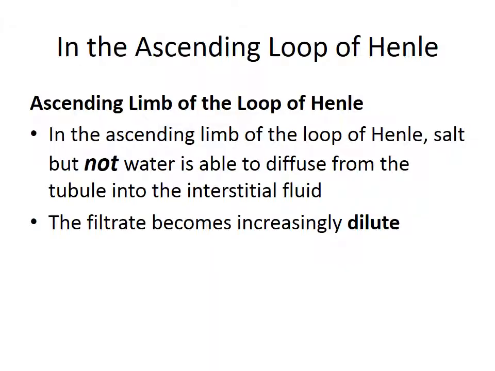In the ascending loop of Henle, salt, but not water, is able to diffuse from the tubule into the interstitial fluid, and that's why the filtrate will become increasingly dilute. Let's think about it. We're at the loop of Henle at the bottom. So here's the descending limb, this is the ascending limb.